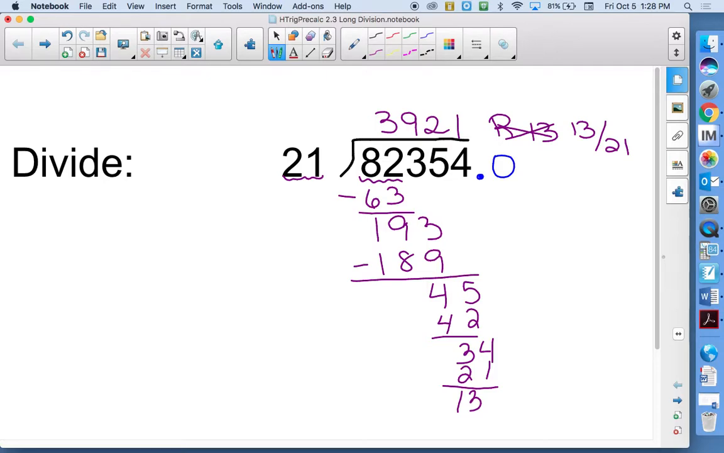So today we are also going to divide using long division in polynomials.